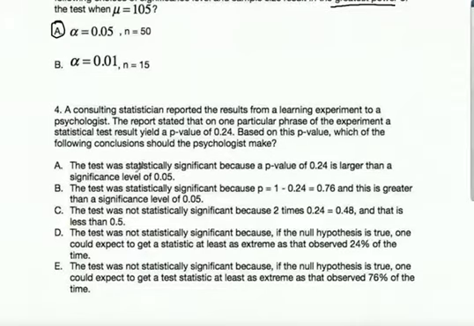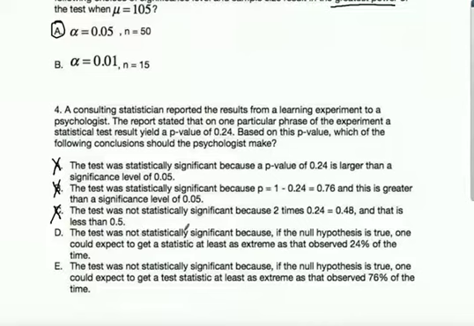So on the first one, it says the test was statistically significant because a p-value of 0.24 is larger than a significance level of 0.05. That's incorrect. That's quite the opposite of what we want. So we want a p-value that is smaller than 0.05 for it to be statistically significant. The test was statistically significant because p equals 1 minus 0.24 equals 0.76, and this is greater than a significance level of 0.05, so that's incorrect. The test was not statistically significant because 2 times 0.24 is equal to 0.48, and that is less than 0.5, and that is not true.